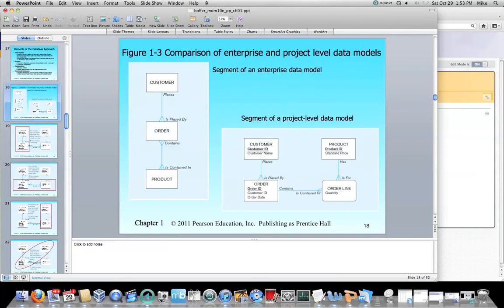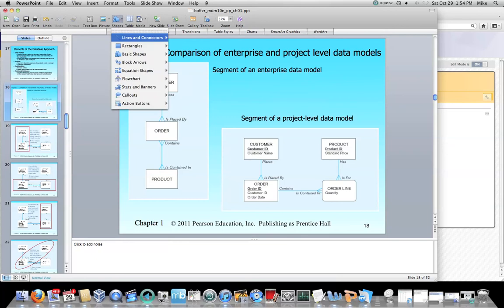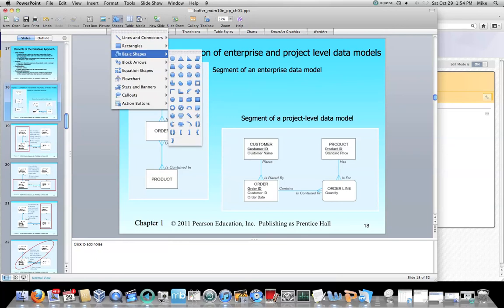Let's take a look at slide 18. So in this case, the enterprise data model is fairly simple, right? We've got our customer, we've got our order, we've got our product. The relationship lines are what are known as crow's foot lines. So you can see that a customer places orders, and you can see that that's plural because of the crow's foot on the bottom. Let me just show you what I'm talking about.